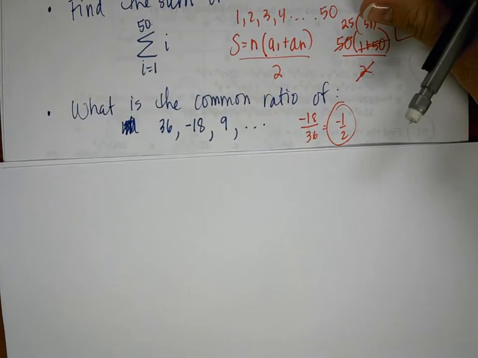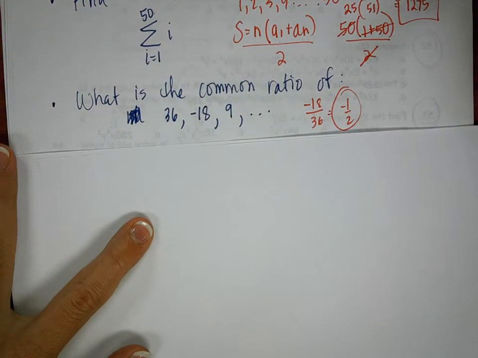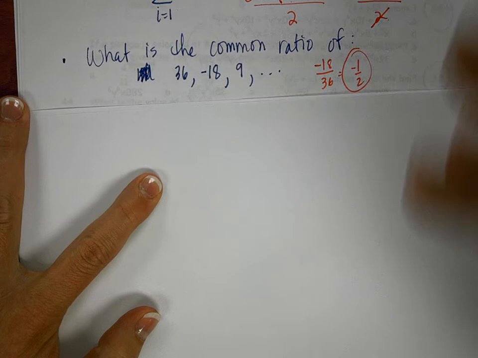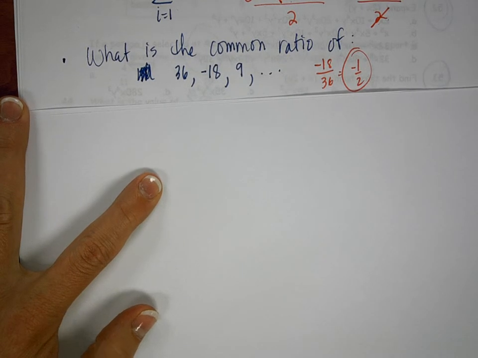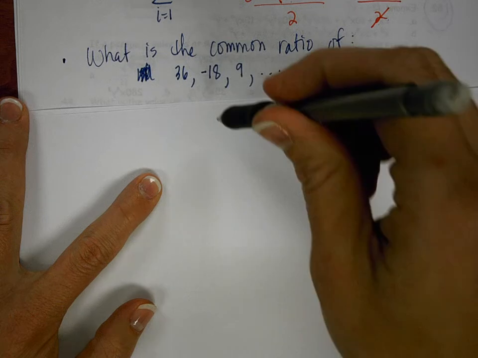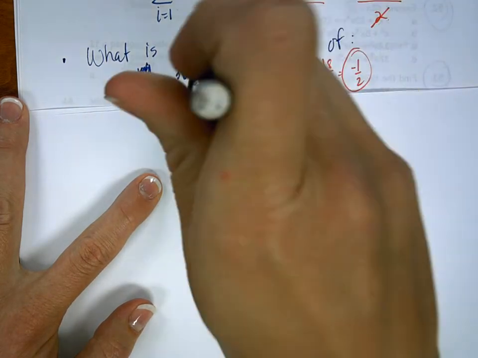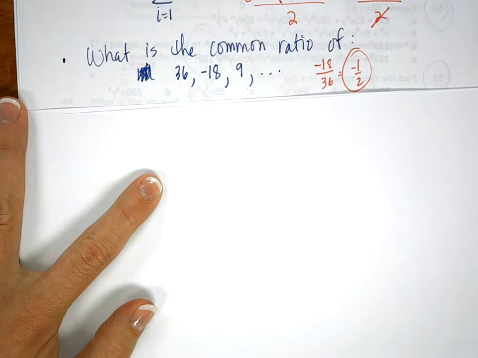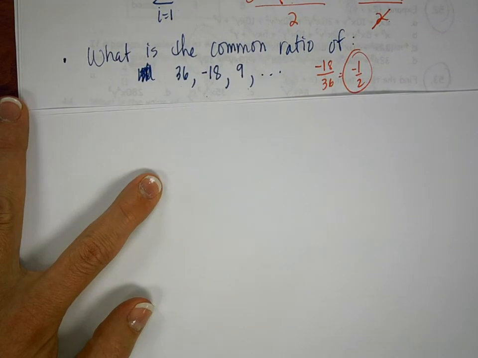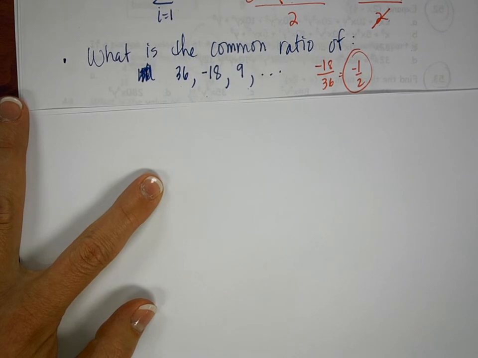Okay, what is the common ratio? Remember, when you're finding the common ratio, you're dividing. We always do the second term divided by the first term. So be careful. So you could do negative 18 divided by 36. You could have gone 9 divided by negative 18, and then you reduce it, and that reduces to negative 1/2. So with the geometric sequence, you always do your second divided by your first. Questions?